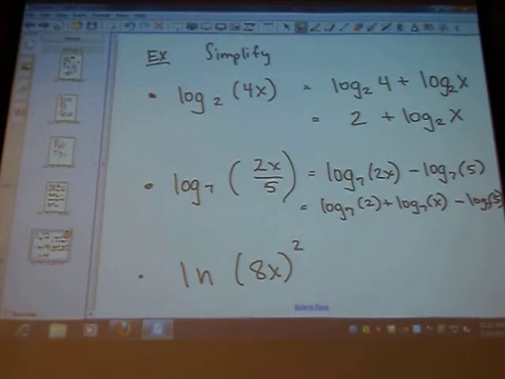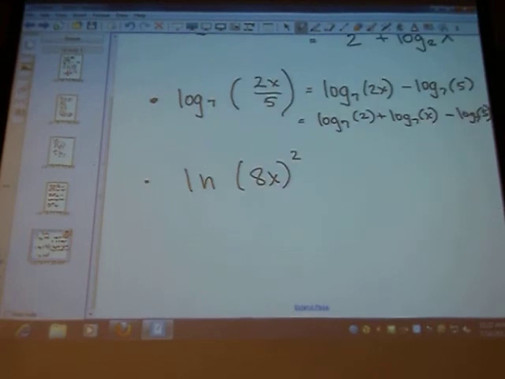And the last one. Now on this one here, you got minus. What is that? The minus comes from the 5 being divided. So the dividing turns into subtracting. Alright, what about the third one? What do we want to do to the third one?